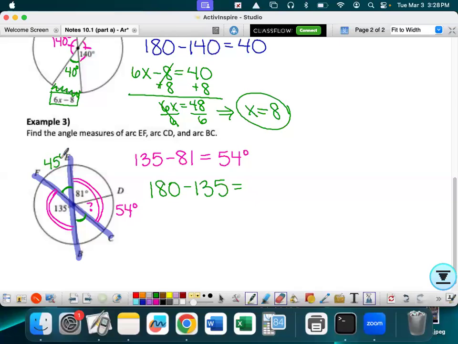And I don't have to do any more work because I know that my two green ones are vertical angles. So this would also be 45 degrees. So we found all three arc measurements that were asked of us. And that is it.